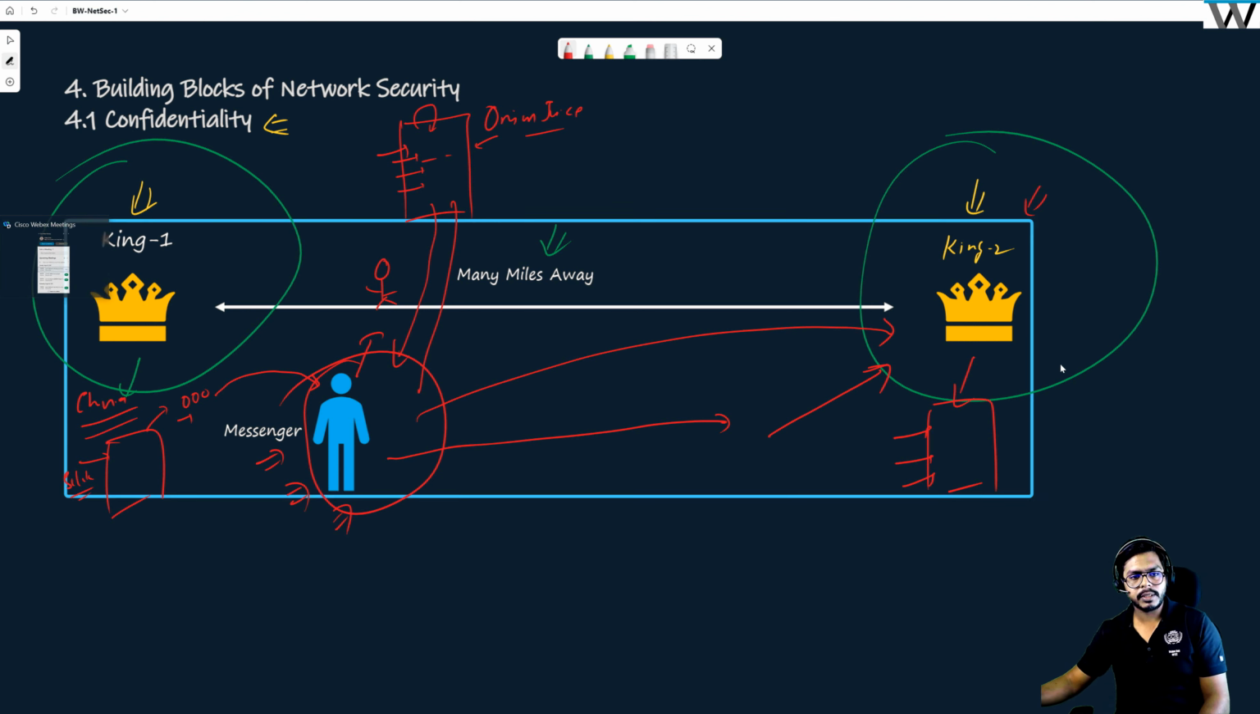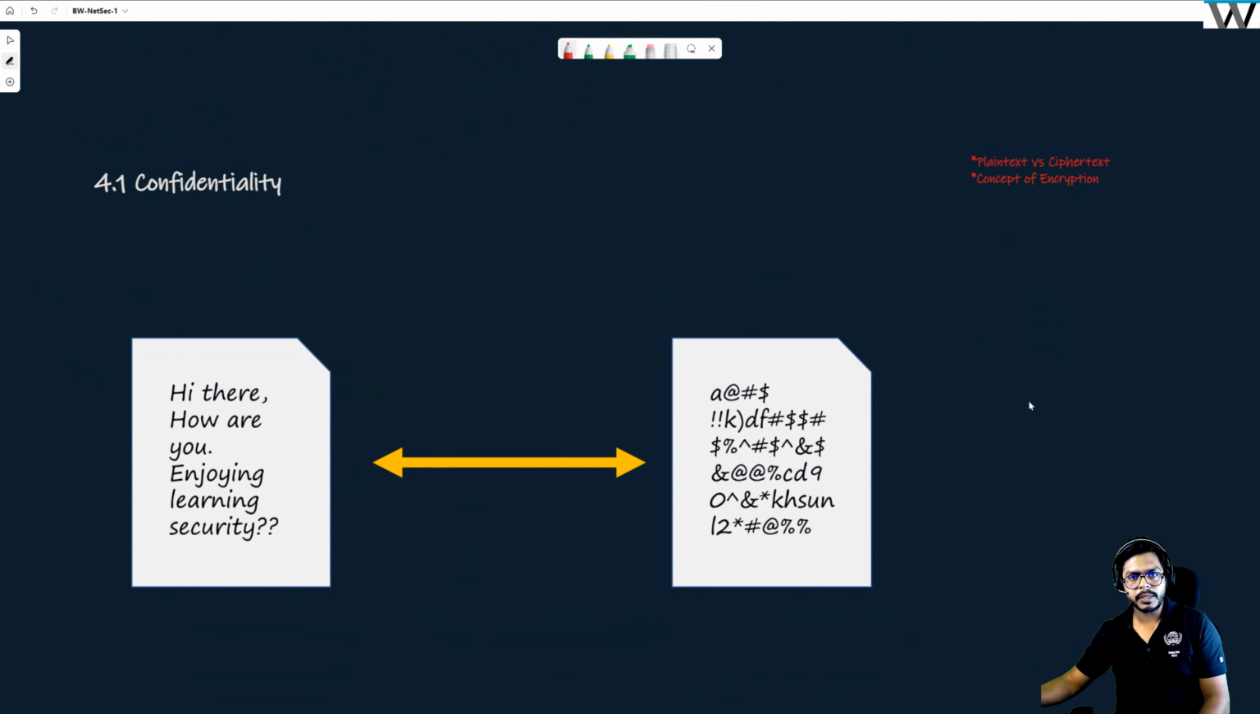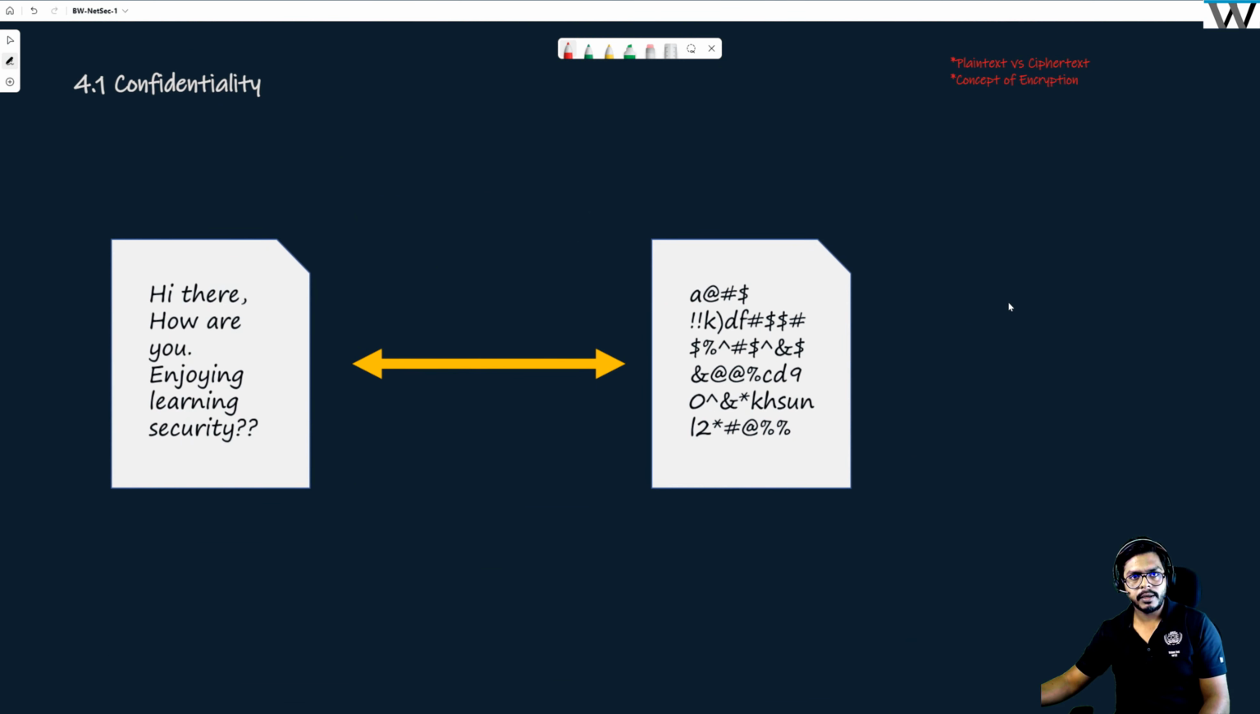Now let's talk about something more on confidentiality, from the perspective of today's world. The distance is going to be the same; maybe I can send a message from here to the United States of America, many miles away. But previously the medium was something else. Now the medium is the internet, a public network, right? How are we going to achieve confidentiality in that public network?